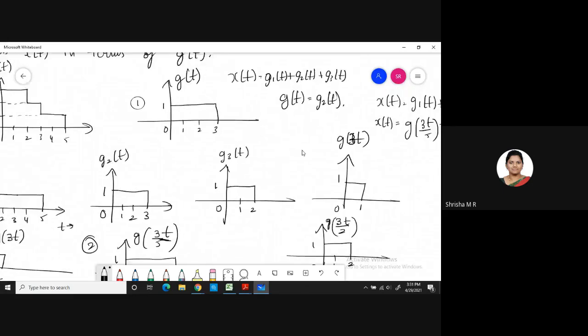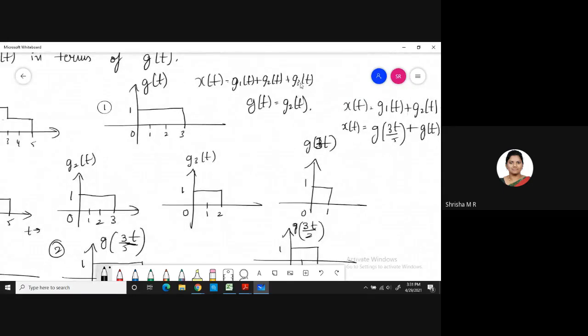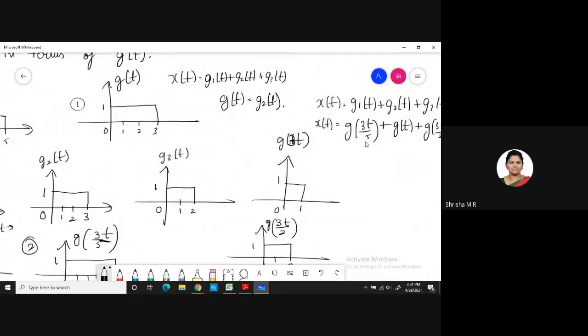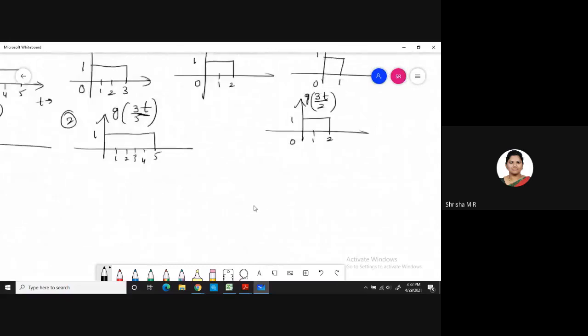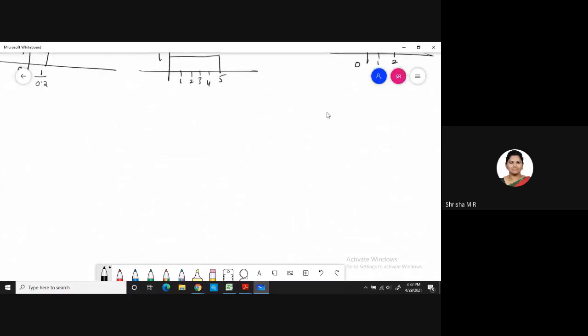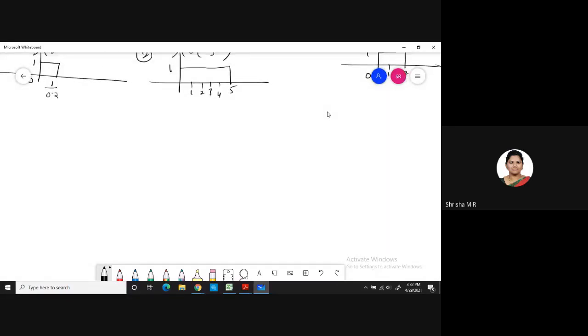So x of t is the addition of g1 of t, g2 of t, g3 of t. So g1 of t we can write as g of 3t by 5 plus g of 3t by 2. Got it, everyone? Expressing x of t in terms of g of t. Clear? I'll give you one more signal similar to that. Try that.